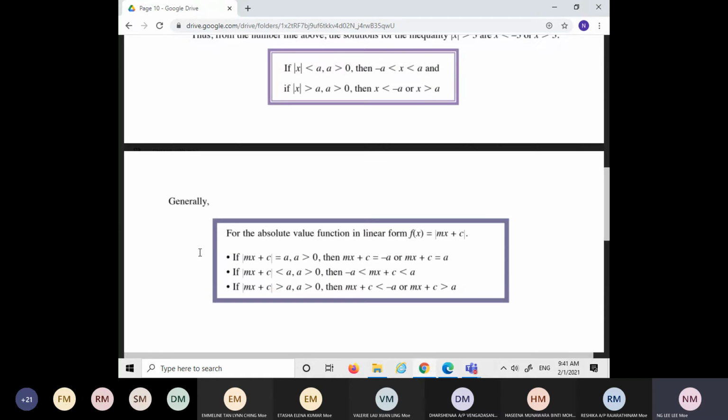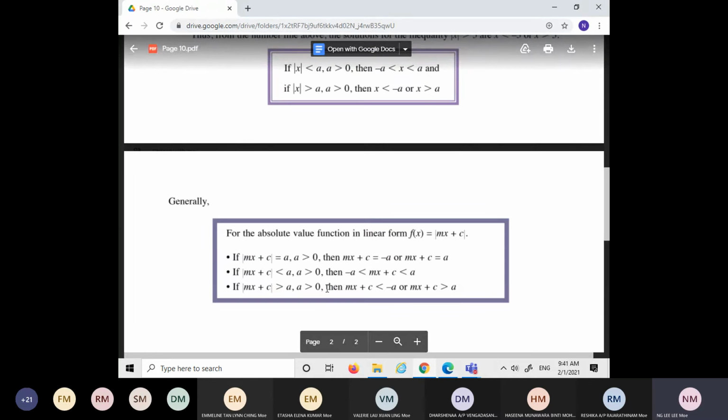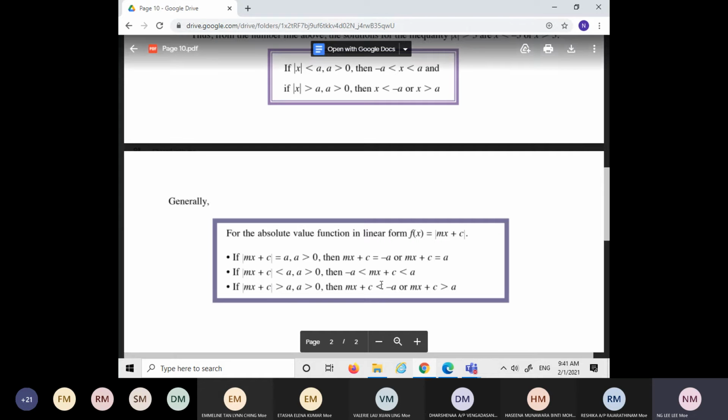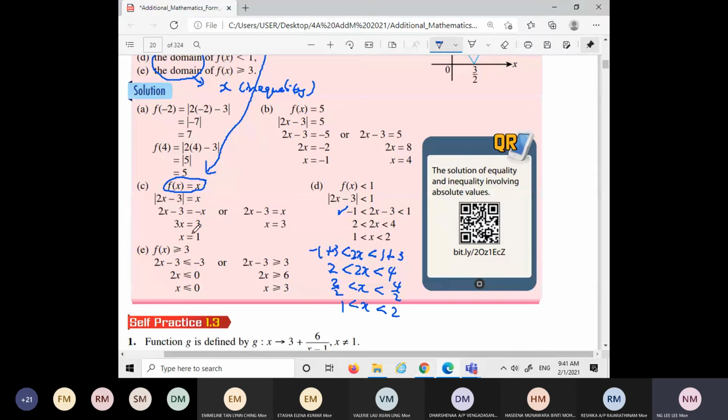We go back to the notes. If greater than a, then the function is smaller than negative a, or the function greater than a. If this one has no equal sign, you just follow. If this one has an equal sign, you have to follow with an equal sign. In this case, this one has an equal sign, so you follow it until the last line. So the function smaller than or equal to negative 3, or the function bigger than or equal to 3. Then do both. I think you have no problem solving this.